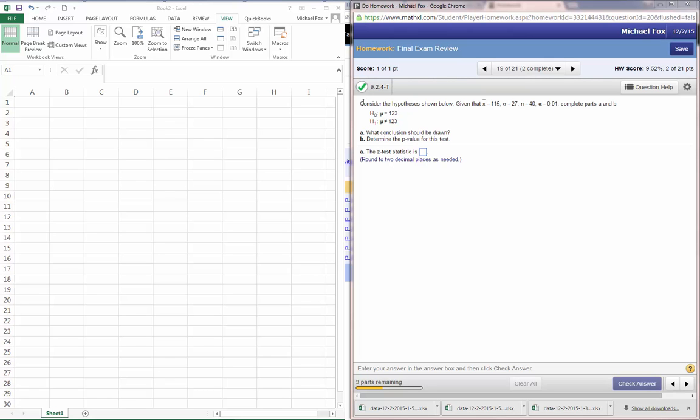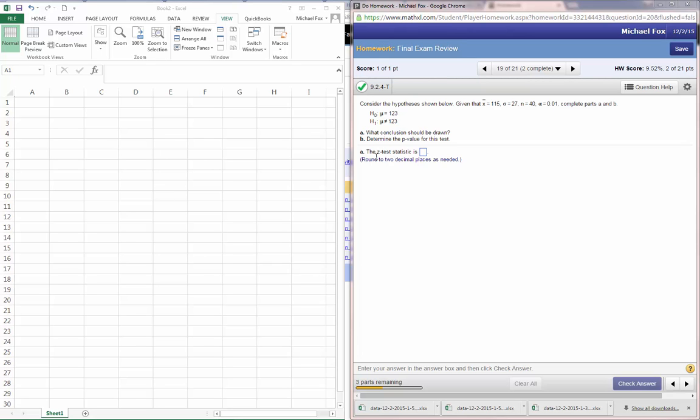So right off the bat, we can tell that this should be a two-tailed test. Anytime that this is an equal or a not equal to, that's a two-tailed test, meaning that we're testing for some mean here of 123, and we're going to reject that hypothesis if we get too far above the mean or too far below the mean. Okay, so the first is what conclusion.